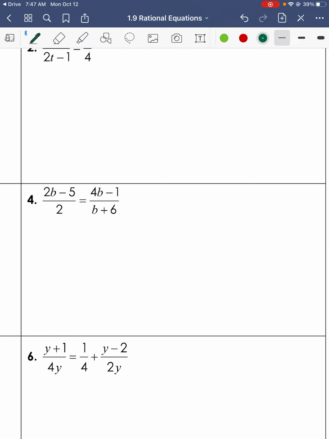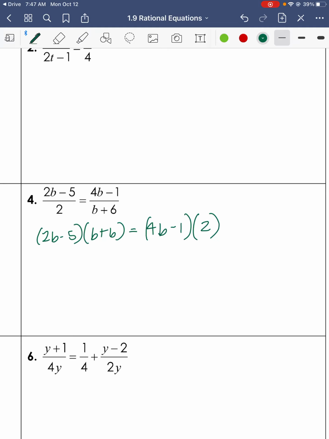Okay, so let's just take this denominator and we'll multiply over here, and this denominator and multiply over here, and see what happens. So we have the numerator of the left side, 2b minus 5, should be in green. 2b minus 5 times the denominator on the right, which is b plus 6, that is equal to 4b minus 1, the numerator on the right, times the denominator on the left, times 2.